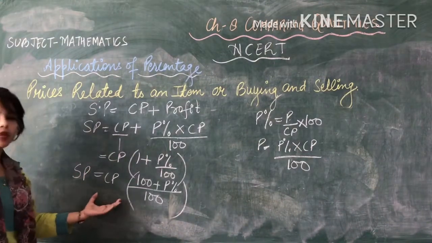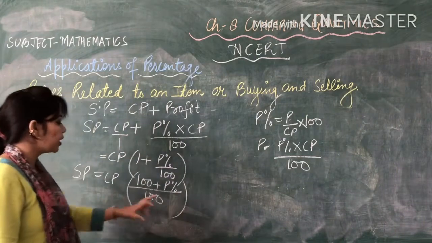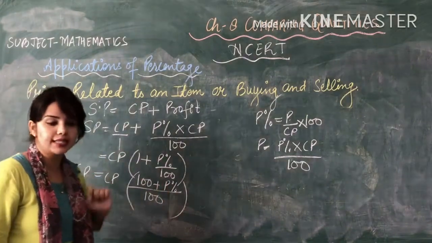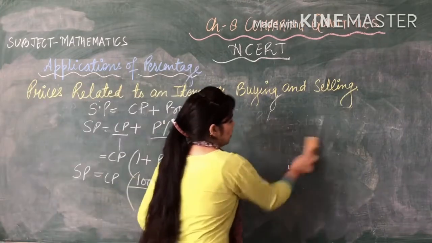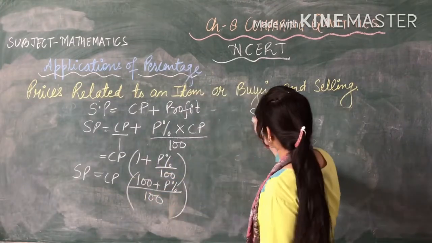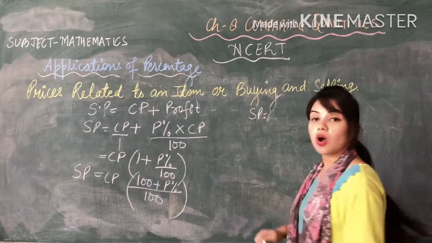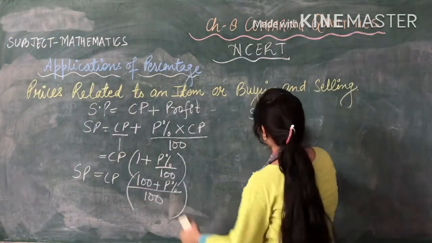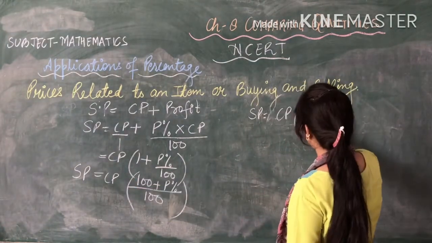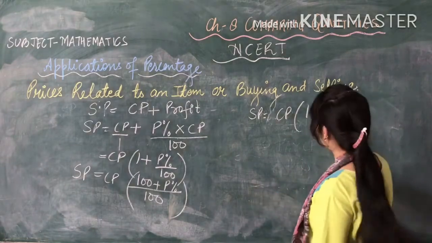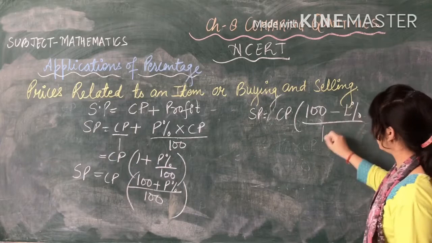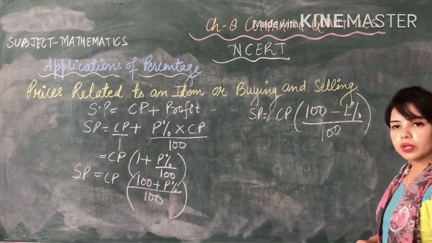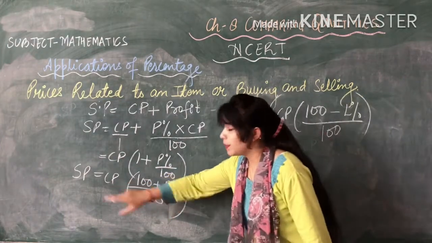Now same formula you can use if in place of profit percent loss is given to you. Now how will you do that? I'll show you. To calculate the selling price when loss percent is given, so we will write CP upon 100. Now loss means minus, so we'll put minus loss percent upon 100. Okay.